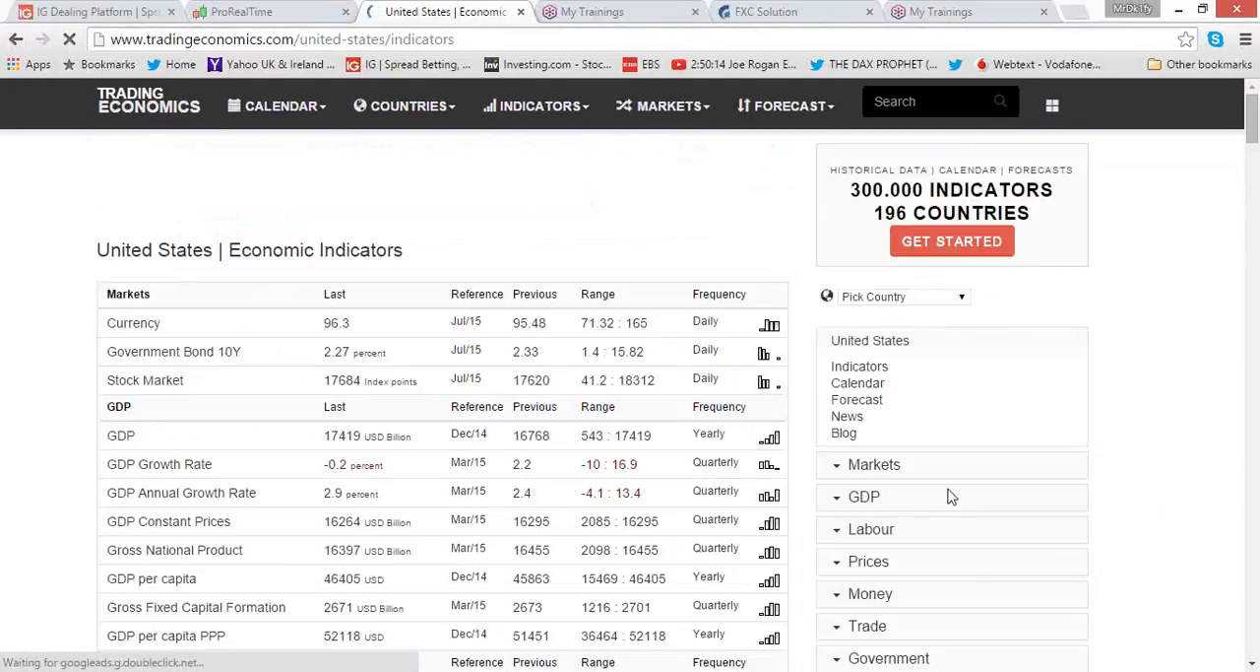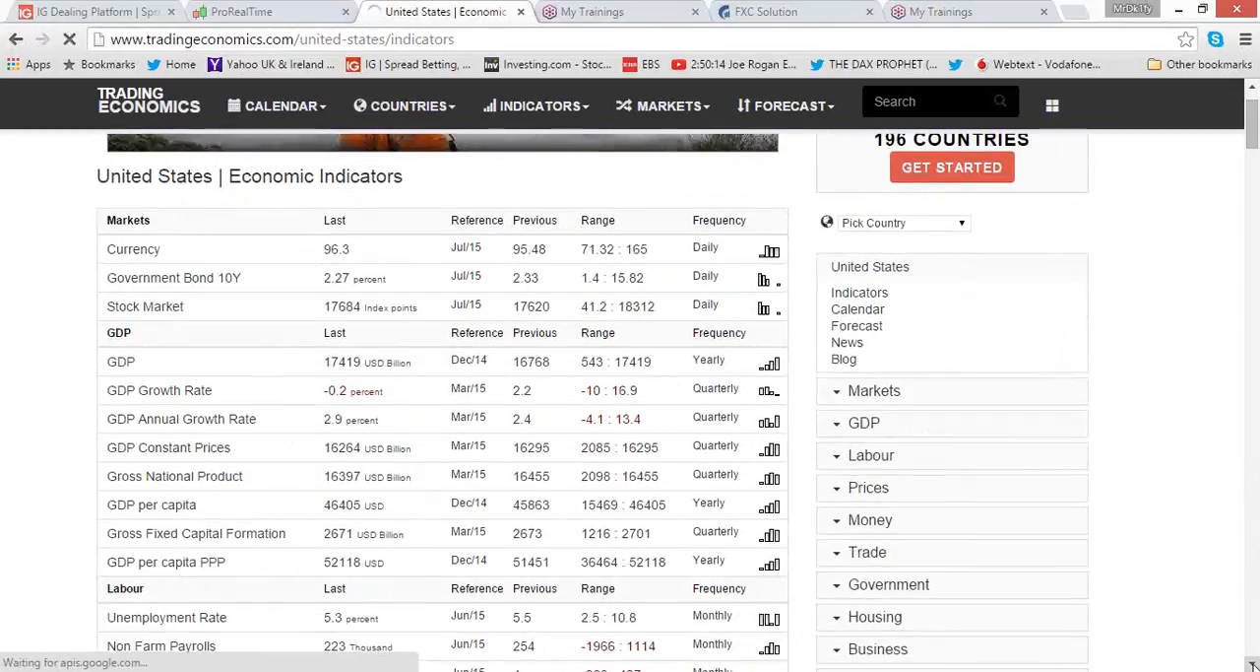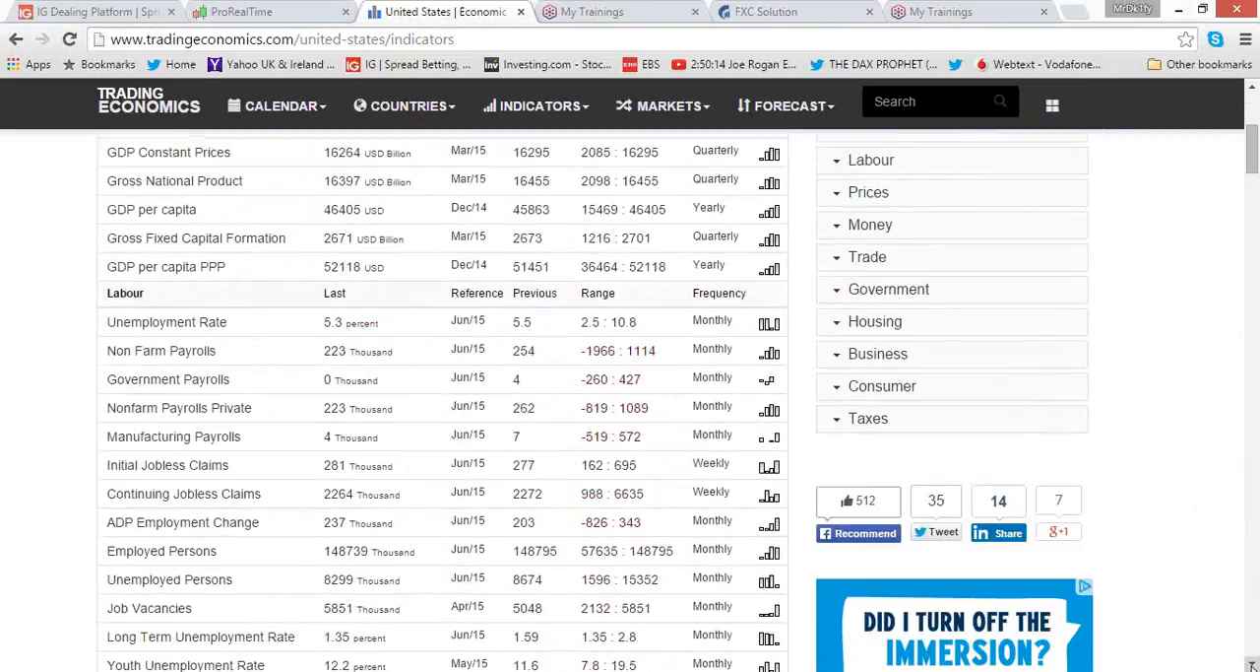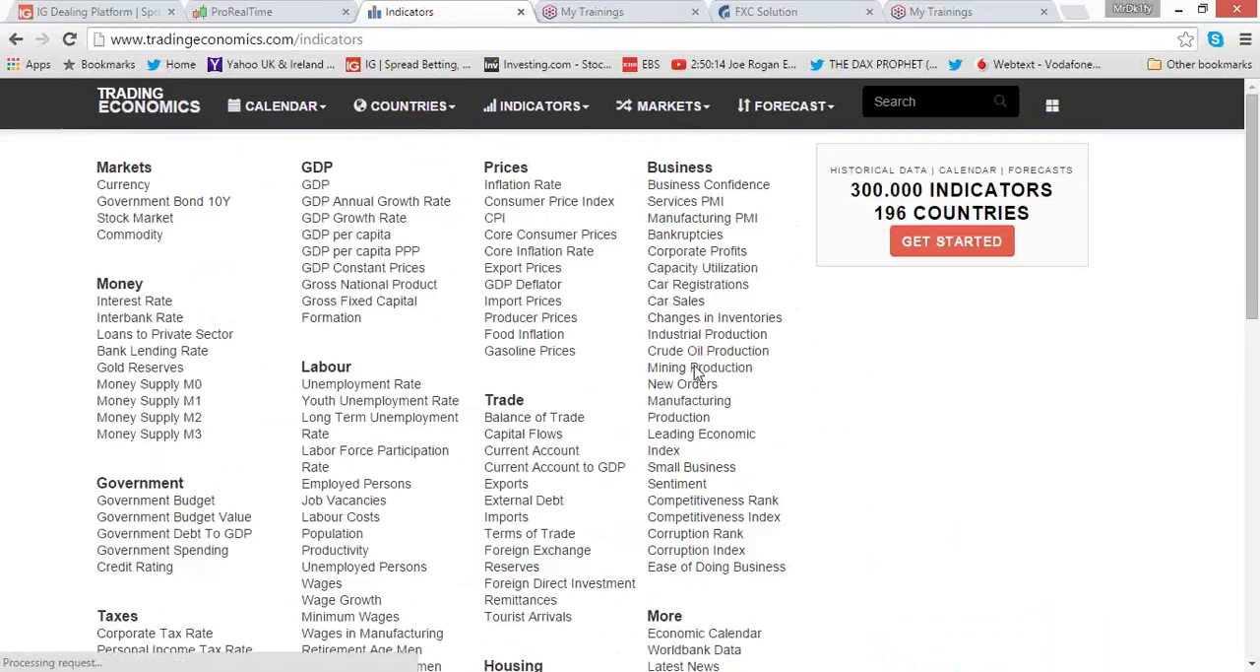You just calculate, and there's a huge amount of data on the US economy, all there for you on one page. You've got your GDP figures, you've got your unemployment rates. Scroll all the way down, and you have a historical record of all those figures. That is going to be part of your trading plan. So that was your retail.